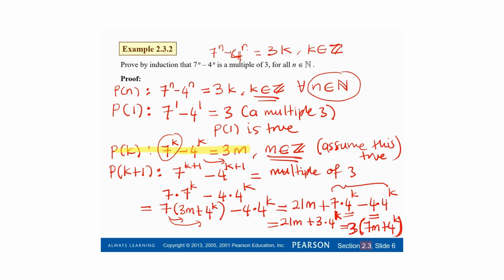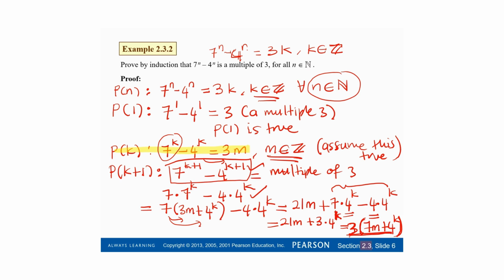What does it mean? It means that 7 to the power of k plus 1 minus 4 to the power of k plus 1, which is our left-hand side here, we simplify it to be this one, and so on. Then we show that this is equal to 3 times an integer, which means 7 to the power of k plus 1 minus 4 to the power of k plus 1 is actually a multiple of 3. So by that, we have shown that Pn is true for n equals 1.